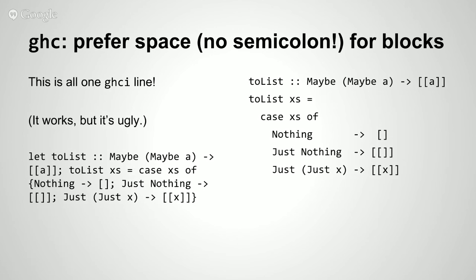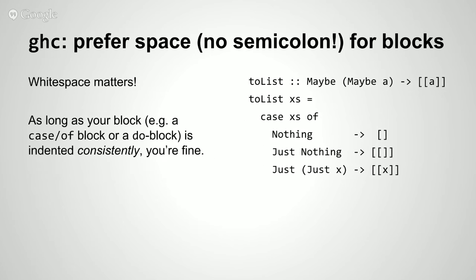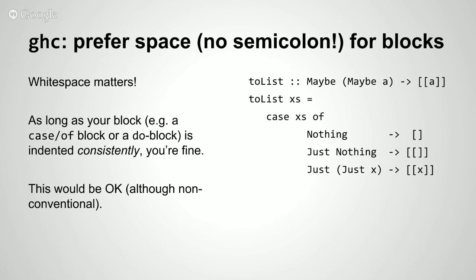I will point out now that Haskell does have semantically meaningful white space, so your indentation has to be consistent. As long as you're consistent, you're fine. In do blocks and case of blocks and all the other blocks that you're going to see, as long as your indentation is consistent, you're good. So this works, but so does this. It's non-conventional. We have 3 spaces for the first level and 6 for the second. I don't know why anyone would use that, but the compiler is going to be able to figure it out.